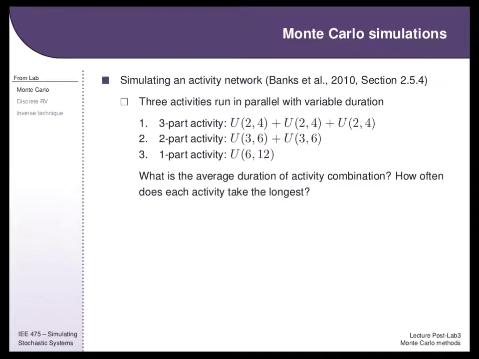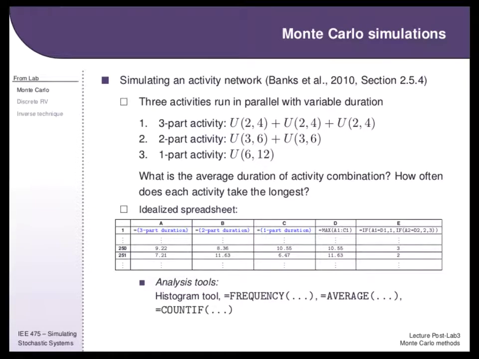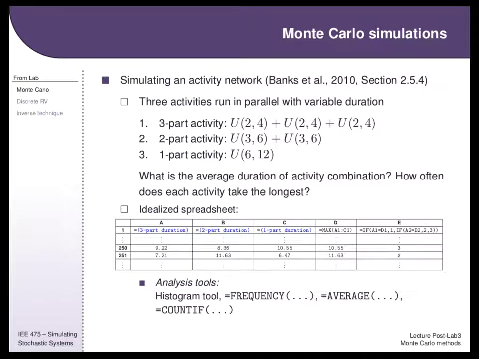Then in part 2, we had these multi-part activities where you had one activity in parallel with another and another, but the first activity had 3 subparts, the second activity had 2 subparts, and the third was its own activity, but they all had the same average. And you can implement that in Excel. This is the idealized one, where you add 3 random numbers together in one column, add 2 random numbers together in one column, and then have a single random number in the other column, take their max across all the columns, and then find the index of which column was equal to that max.